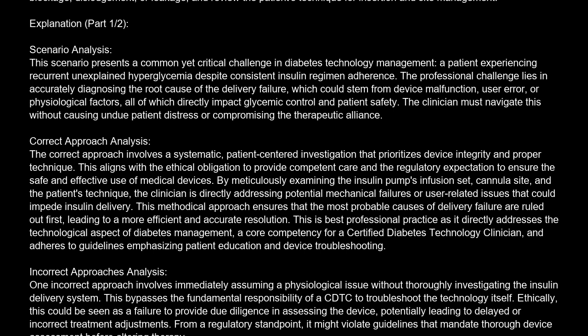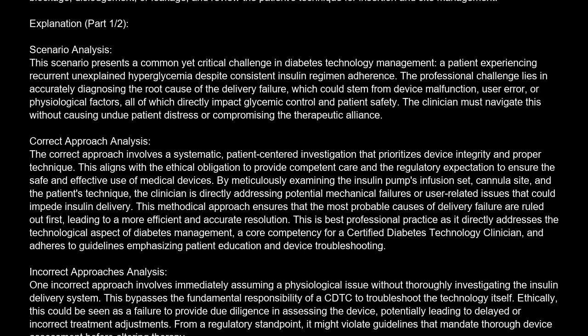Incorrect approaches analysis. One incorrect approach involves immediately assuming a physiological issue without thoroughly investigating the insulin delivery system. This bypasses the fundamental responsibility of a CDTC to troubleshoot the technology itself. Ethically, this could be seen as a failure to provide due diligence in assessing the device, potentially leading to delayed or incorrect treatment adjustments. From a regulatory standpoint, it might violate guidelines that mandate thorough device assessment before altering therapy.